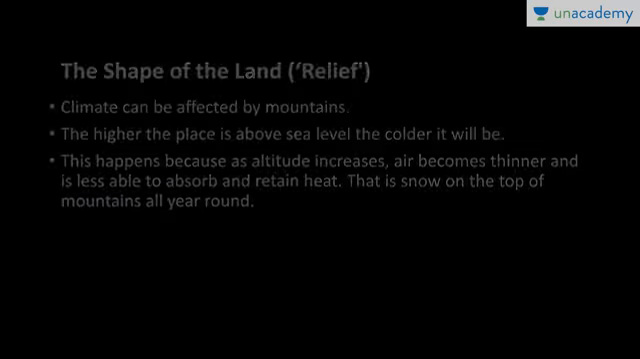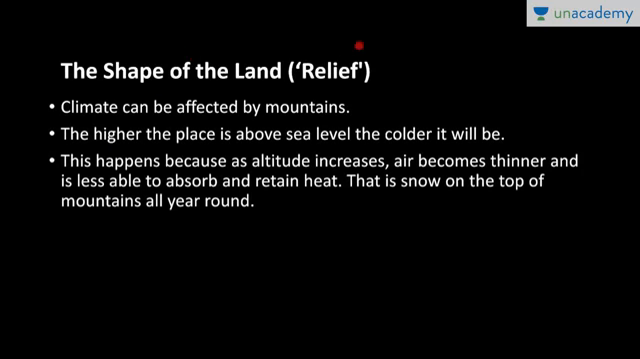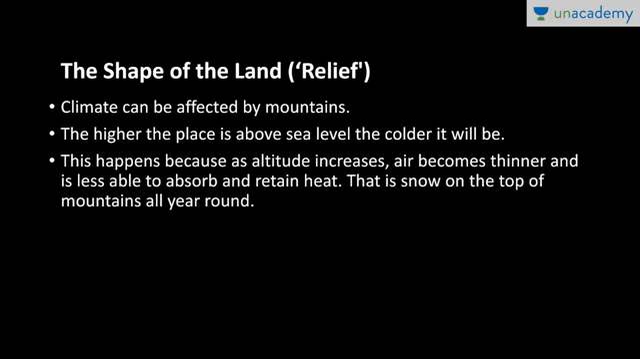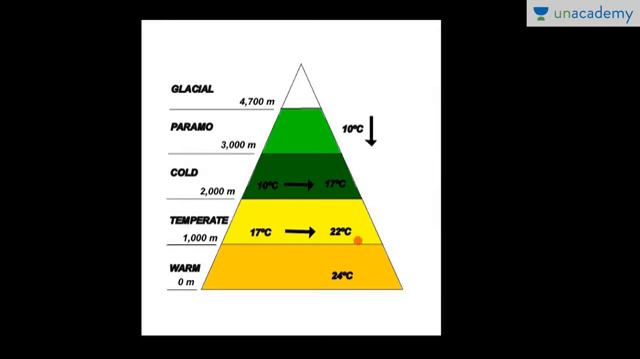Okay. Now the shape of the land, or relief. Relief also significantly affects the climate. How does it affect the climate? You can see it here. As we move up the mountain, the temperature gradually decreases. Now why does the temperature gradually decrease? This is because as the altitude increases, the air becomes thinner and it is less able to absorb and retain heat. That is why the temperature gradually decreases as we move up the mountain.